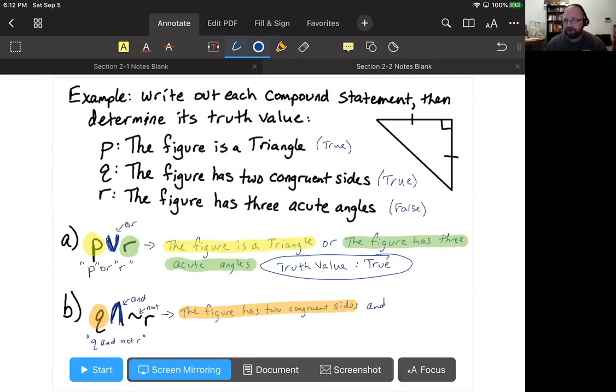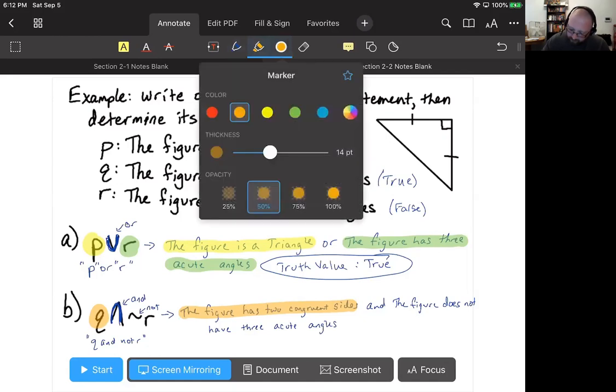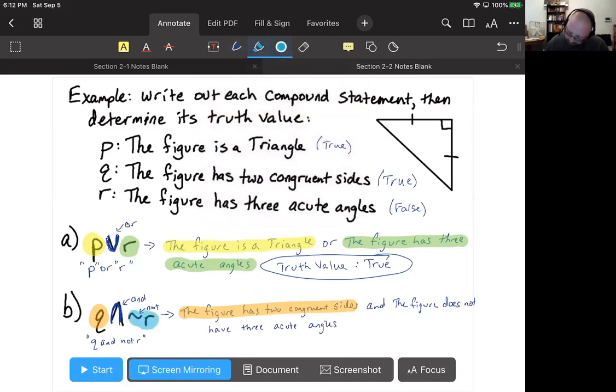So we need to take R and negate it. It's tricky. We need to remember that means we change its truth value. It said the figure has three acute angles. We don't negate that by changing the 3. We change it by inserting the words "not" or "does not have" somewhere in there. So we would say the figure does not have three acute angles. We've not changed the meaning, but we have changed the truth value.